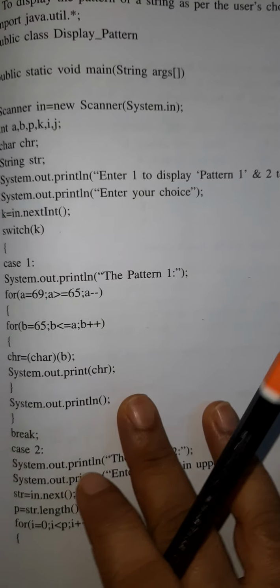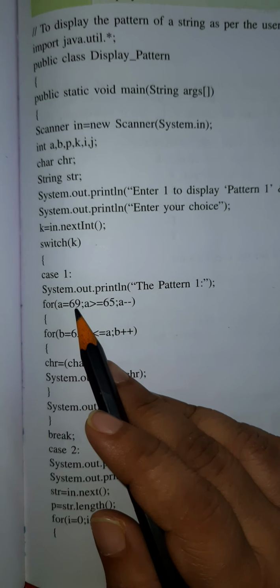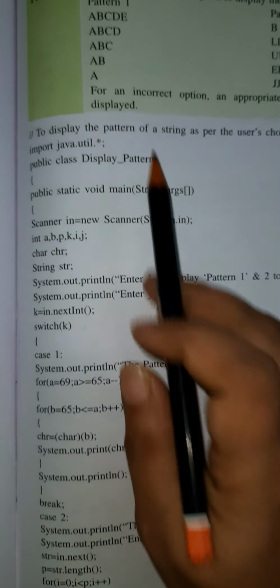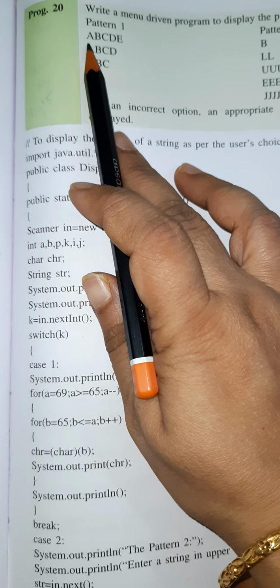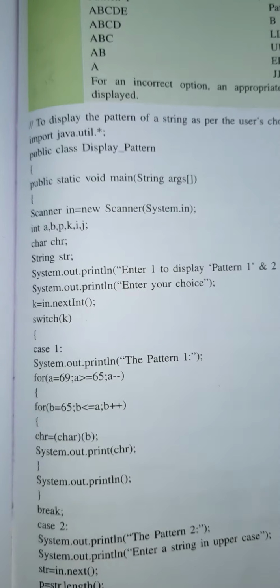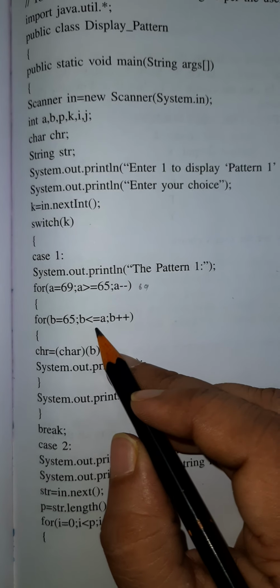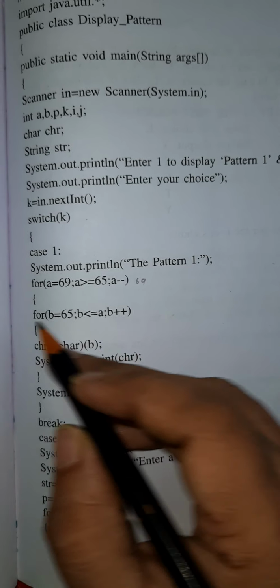In this pattern, here what is given: we have taken 69, a is equal to 69. Why? Because A, B, C, D, E are there: 65, 66, 67, 68, 69. So up till 69 it will type. So a's value is taken as 69. So a is 69, 69 is greater than 65, so it has entered here, the condition is true.